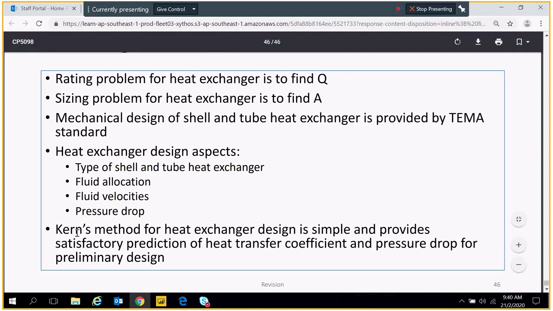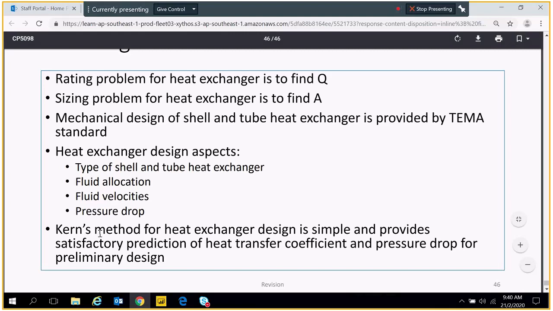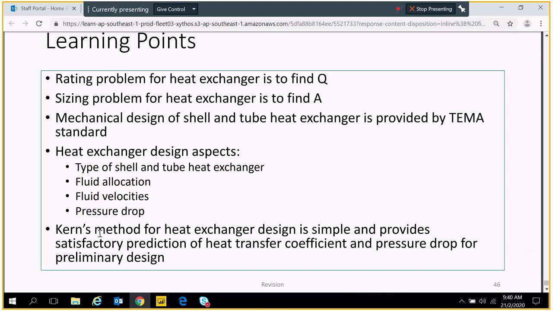All right, so for your CA, you use Kern's method. At the end, you need to calculate the percentage difference in the U. So revise that portion.